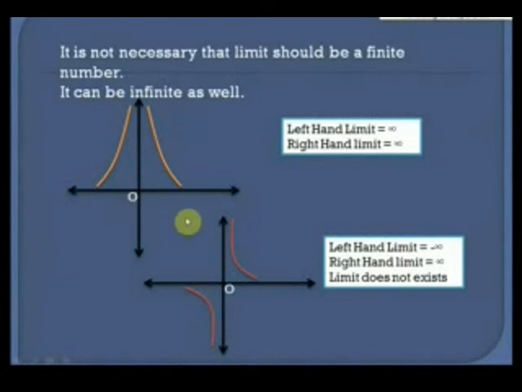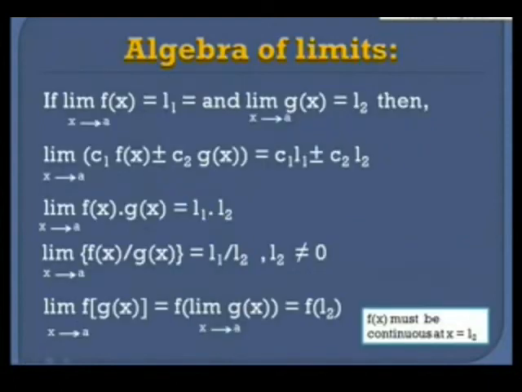Now if we consider this graph, we see that the left hand limit is equal to minus infinity when x tends to 0, and the right hand limit is equal to plus infinity when x tends to 0. And so we see that the left hand limit is not equal to the right hand limit, and so we can definitely say that the limit does not exist for this function when x tends to 0.